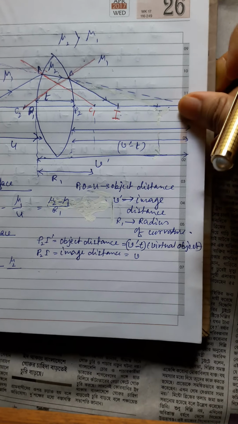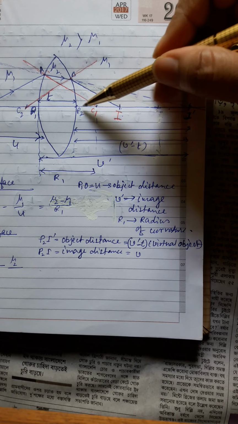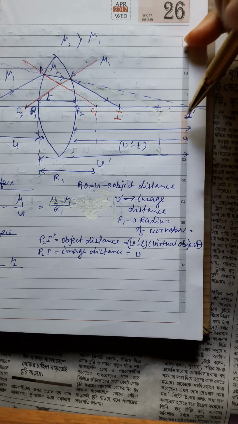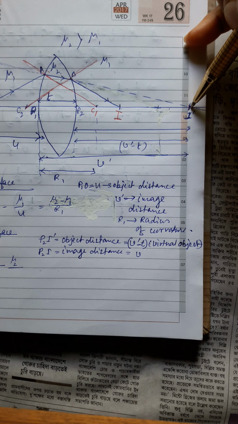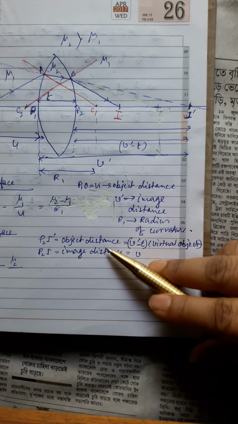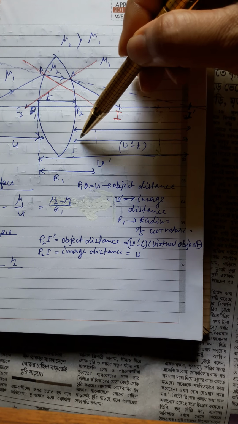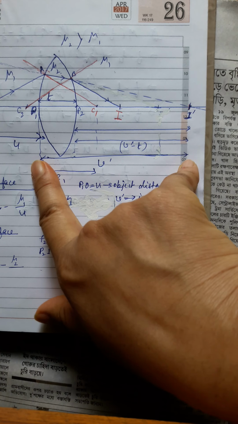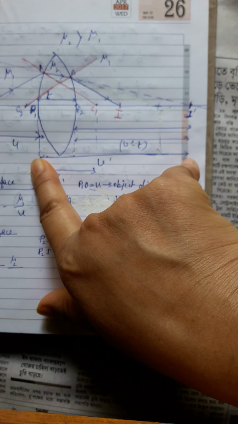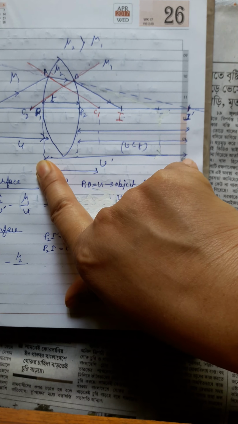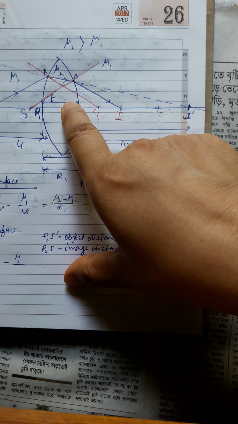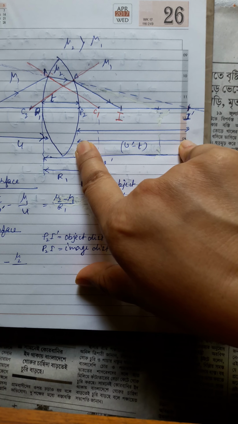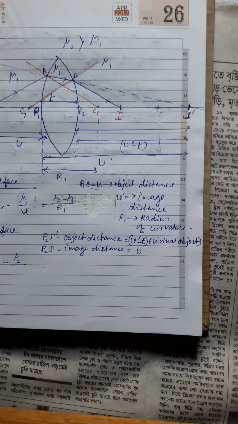Okay. So for the second surface, all distances should be measured from the point P2. So now P2 to I dash. This one is the object distance. P2 to I dash is the object distance. What will be this much? P2 to I dash is V dash minus T. Why? Look here. This is V dash. This total one is V dash. And then the thickness of the lens is T. So this much is V dash minus T. Clear? This is the object distance. Image distance, which one?